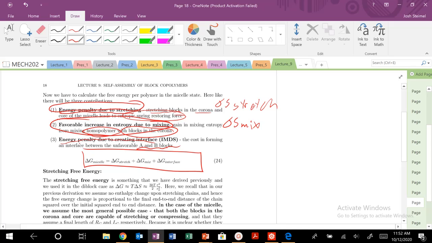We're going to break down each piece by piece and again get the free energy in terms of energy per polymer. So look forward to that, tackling stretching in the next video.